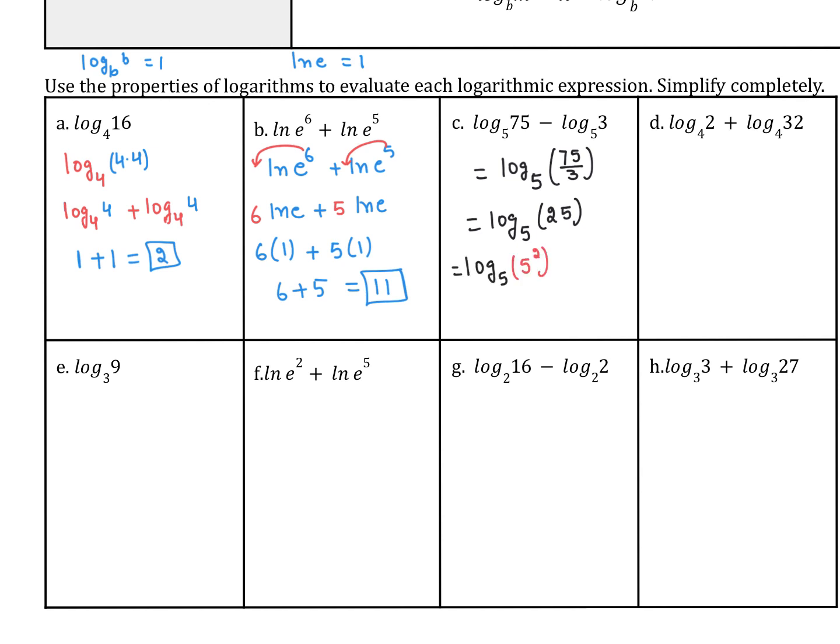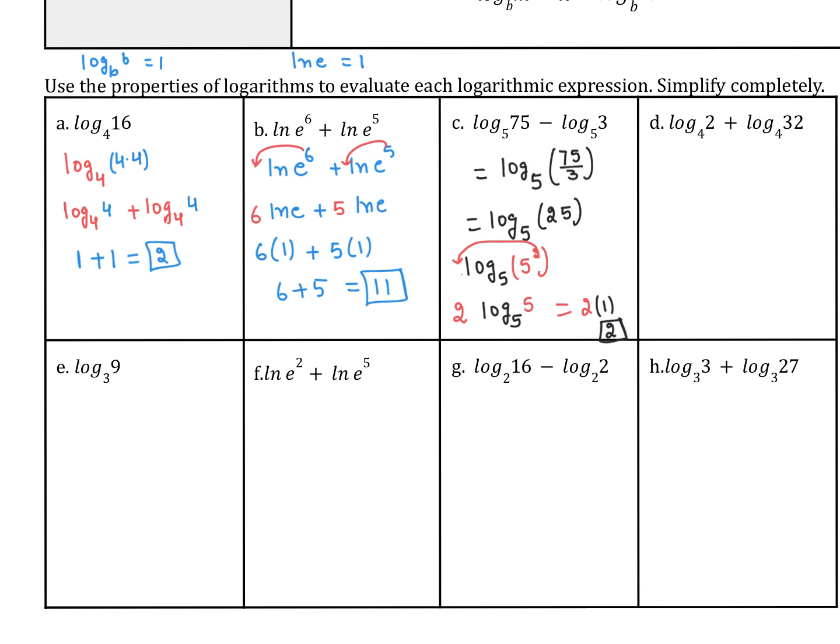So when you write the 25 as 5 to the power 2, you get log base 5 of 5 to the power 2. Here I can apply the power property, which means we can bring the 2 to the front. You get 2 log base 5 of 5, and you know from this property that if the base and this number are the same, it is always going to be 1. So your answer is going to be 2.